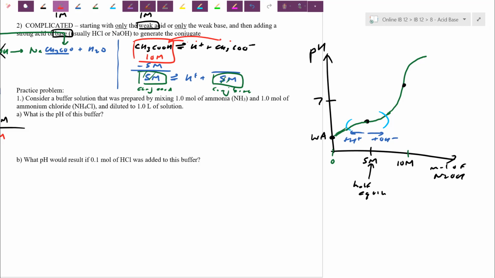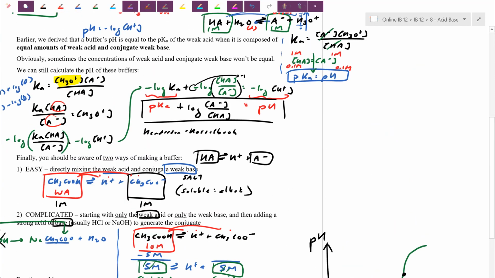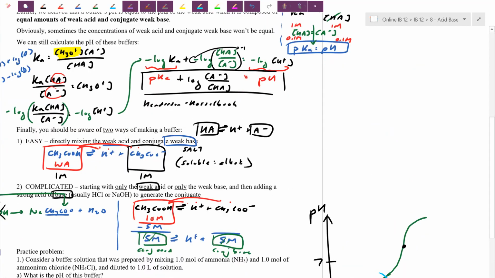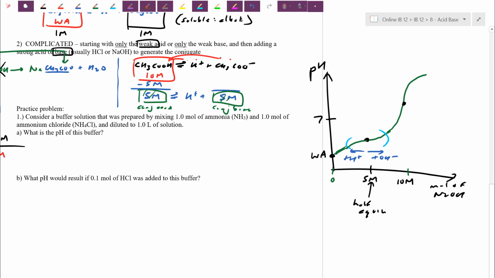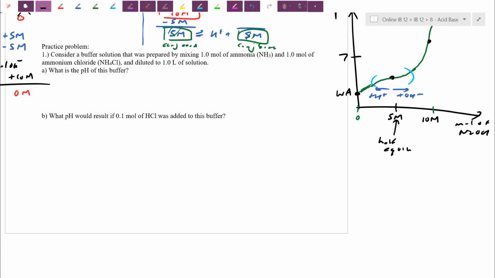Just to re-emphasize, we are going to use this Henderson-Hasselbalch to actually deal with the numbers, but there were two ways of making the buffer system that has both conjugate acid and conjugate base. Okay, so let's try out this question. We're going to consider a buffer solution that was prepared by mixing 1 mole of ammonia with 1 mole of ammonium chloride. They're back to the easier way, just adding a salt that contains the conjugate.